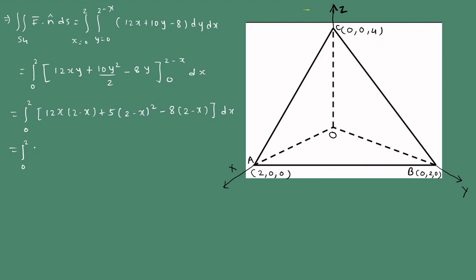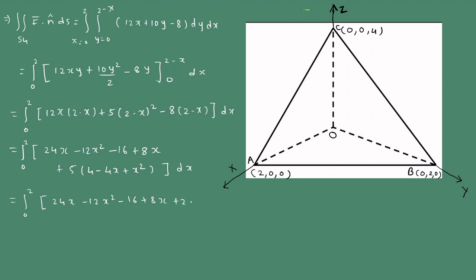So 0 to 2, it is 24x minus 12x square minus 16 plus 8x plus 5 times 4 minus 4x plus x square dx. Correct? So 0 to 2, 24x minus 12x square minus 16 plus 8x plus 20 minus 20x plus 5x square dx. Correct? 0 to 2. Now the 24x plus 8x minus 20x. Okay. 24 minus 20 is 4 and plus 8x more. So it is 12x.